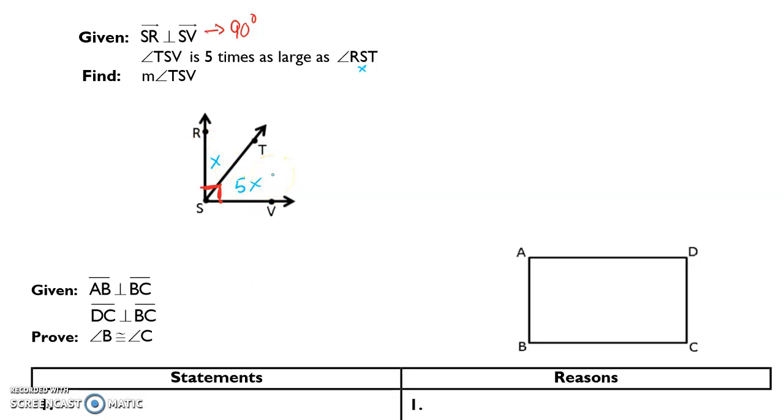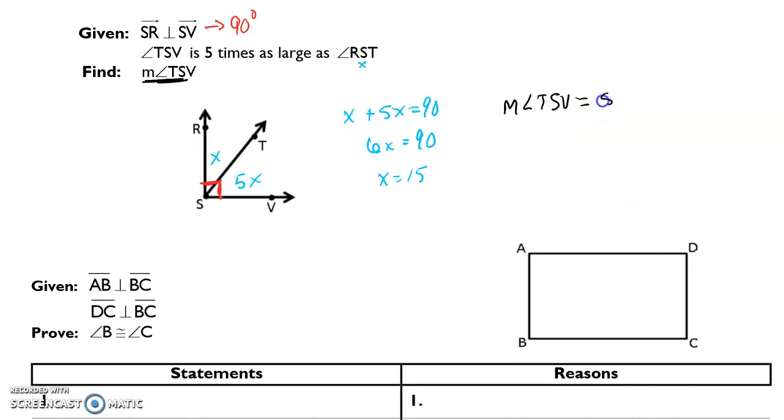Now it's my addition property. I know that the two angles add to 90 degrees. x plus 5x is equal to 90. 6x is then equal to 90, and we solve for x getting 15. But the question was not what is x, the question is find the measure of angle TSV, so I substitute that back in to get the measure of angle TSV to be equal to 5 times 15, or 75 degrees.